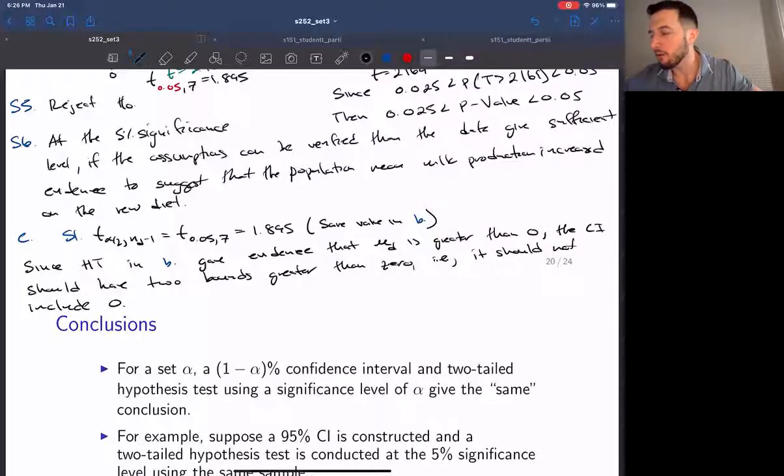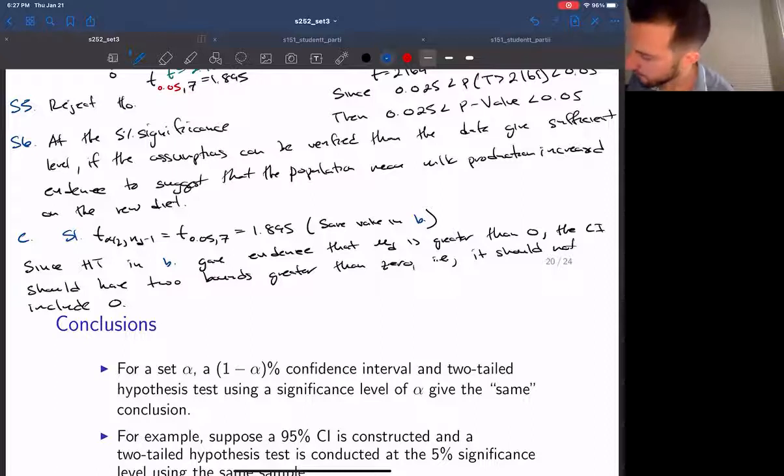We're using the same critical value. The hypothesis test gave us evidence that mu D is larger than 0. Therefore, the critical value should give us the same evidence. The confidence interval should give us the same evidence. For the confidence interval to give evidence that mu D is greater than 0, it must have 2 bounds that are both greater than 0 and not contain 0. Okay? So now we have to verify this.